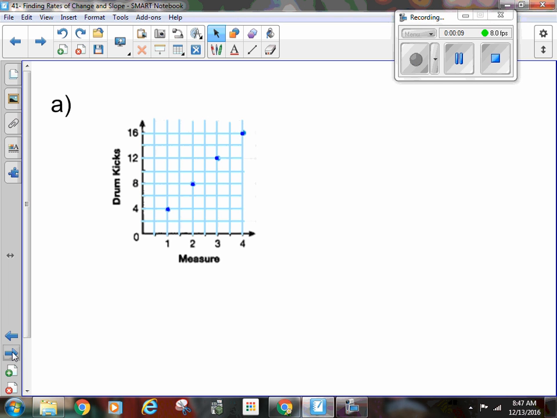We're going to find the rate of change here, and notice that this is drum kicks and measures. From one point, I go up 2 squares, and I want to make sure what each square is worth. I'm going from 4 up to 8, so my increase is actually 4. It's only 2 boxes, but it's an actual increase of 4. Then I'm going over to the right, and I see that it's 2 boxes, but it's only 1 measure. So this would be increasing 4 drum kicks per 1 measure.